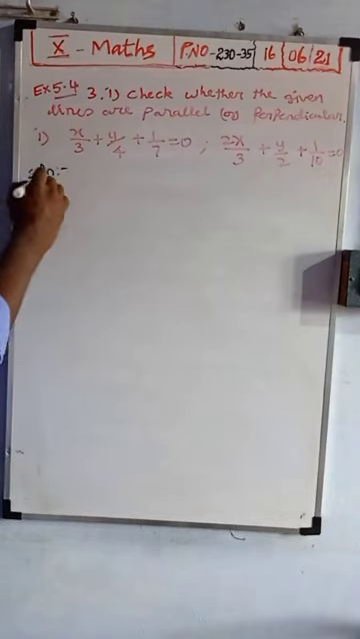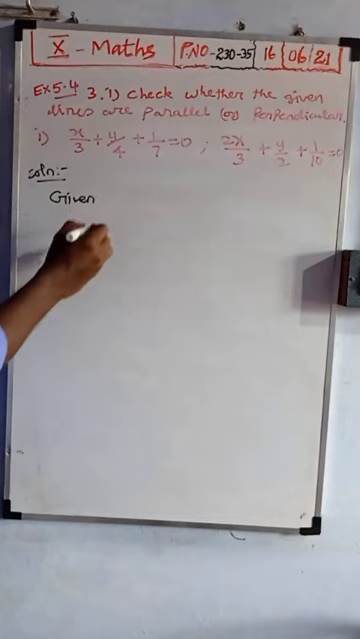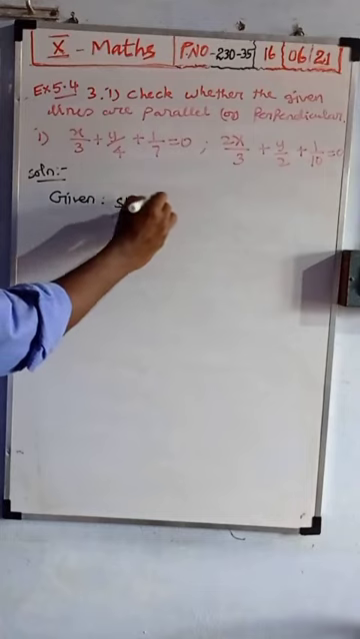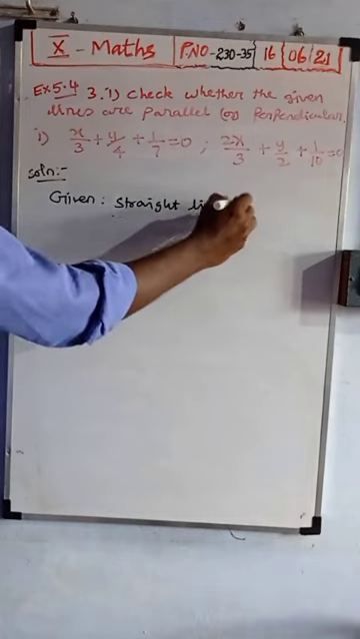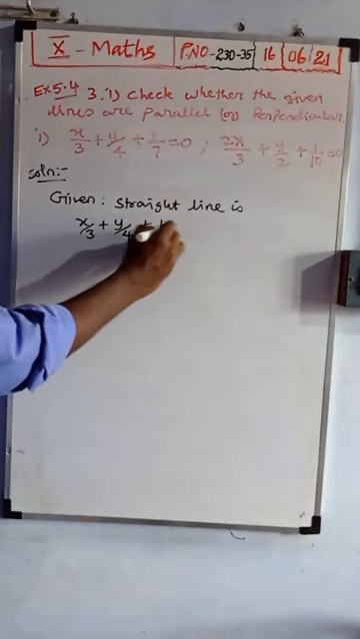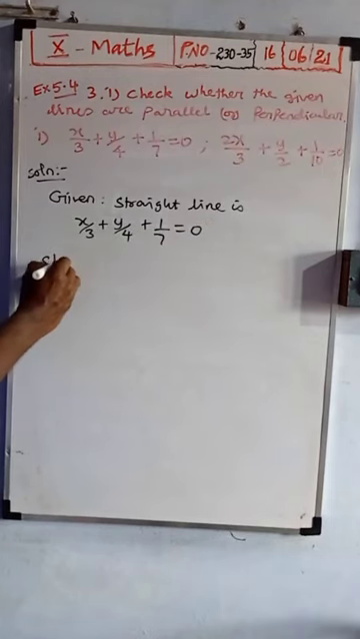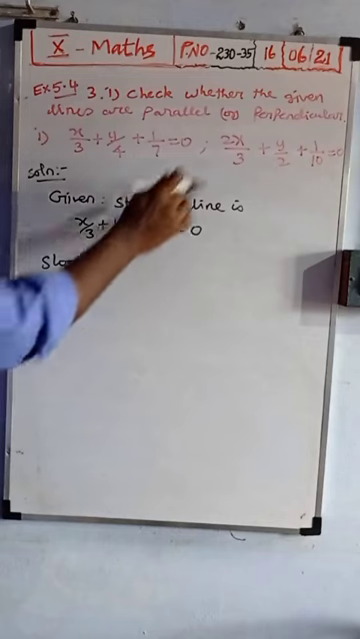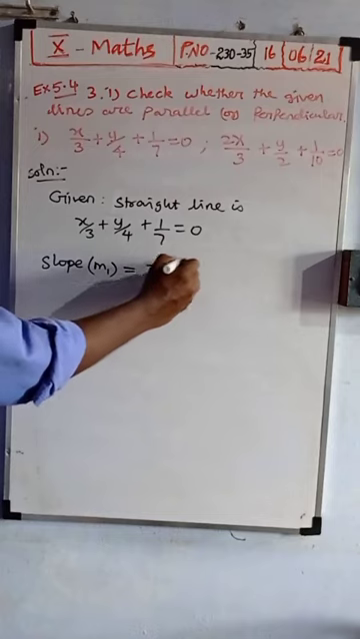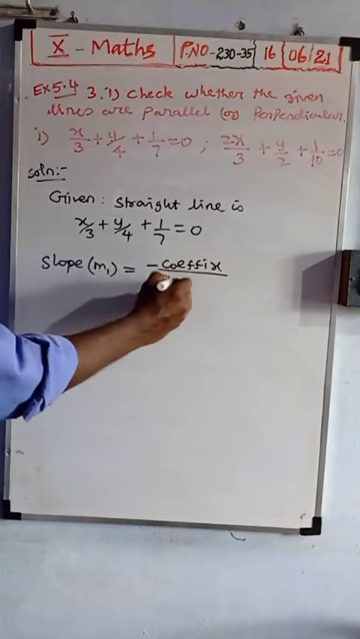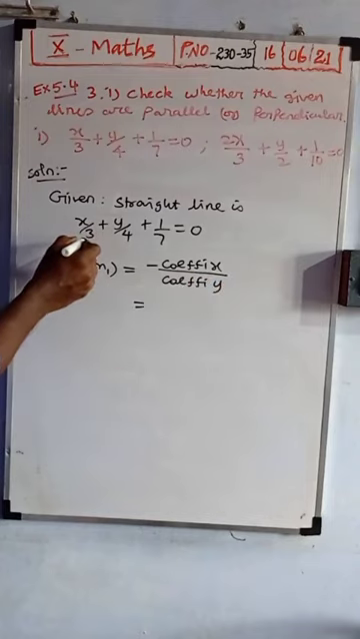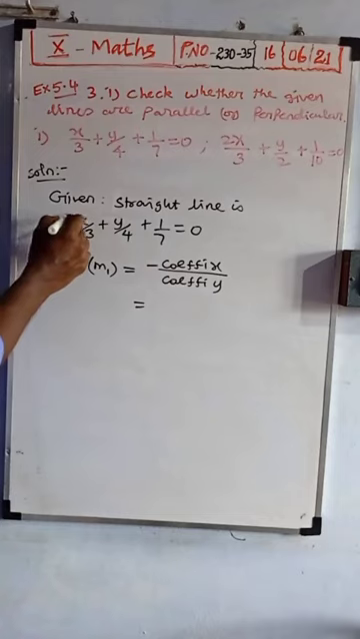First, see the solution. The first straight line is x by 3 plus y by 4 plus 1 by 7 is equal to 0. We want to find the slope m1, because two lines are given, so choose this as m1 and the next as m2. Slope m1 is minus coefficient of x by coefficient of y. Here the x coefficient has denominator 3, so it is 1 by 3.